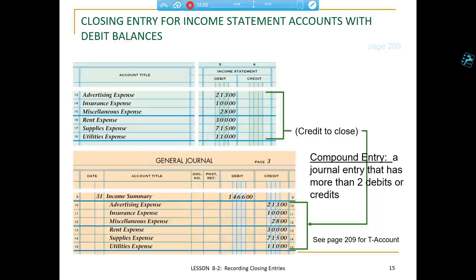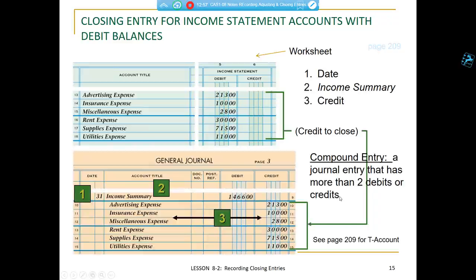And then we are individually closing out each one of these expense accounts by crediting them, because their normal side balance is a debit. So to close them out, to get them to zero, we put a credit. All right, and adding up all of these amounts should get us to this 1466. Okay, so here we go, same thing. We're going to use the date, the income summary, and then we're going to credit each of these. That's our journal entry.